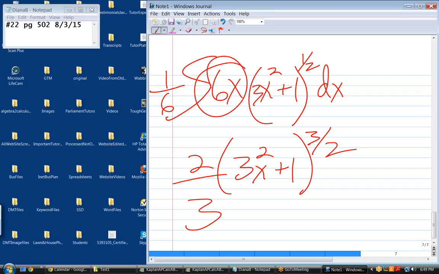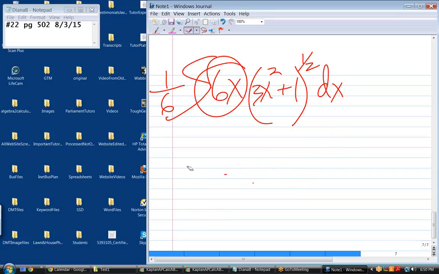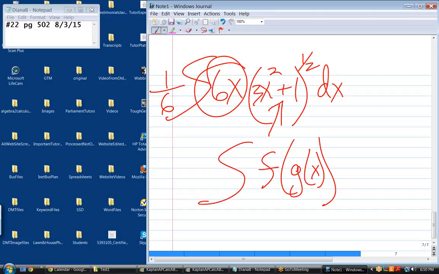rule. Basically, what I have is f of g of x times, in other words, this is the way they'll write it in the book. This is what you're looking for, a composite function. That's what that is, a composite function, times the derivative of the inside. And whenever you see that, you can use the power rule on that alone to answer it.